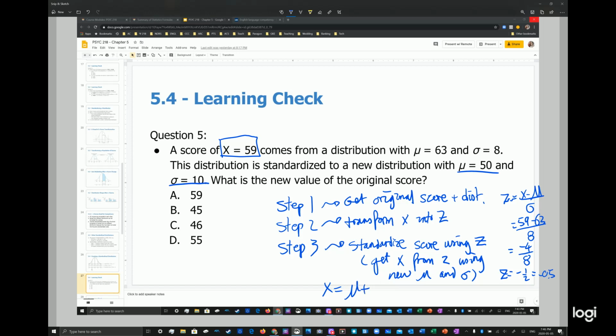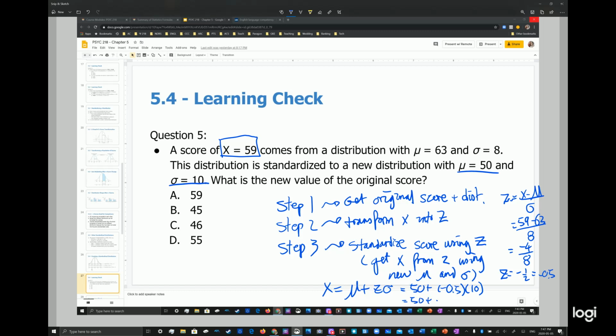So we can use the x formula, mathematically at least, but here logically we are standardizing the score using the z, where we get an x from the z and using the new mu and new sigma in our standardized distribution. So here we have your z multiplied by sigma. In this case the mean is 50, and we know it's below the mean because the z-score tells us that. The original score tells us that also, because 59 is less than 63. And here's 10. Well, it's pretty straightforward.